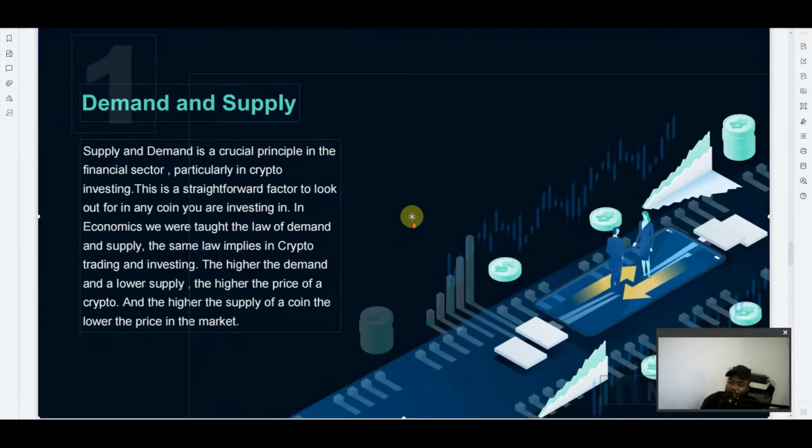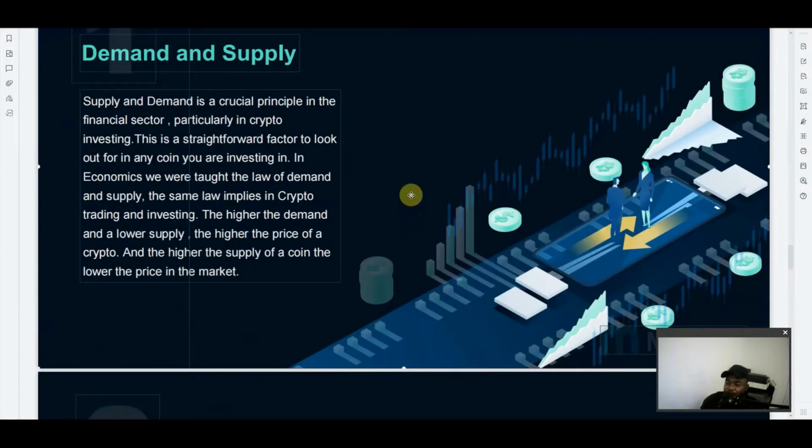Now, the first point I have here is what? Demand and supply. Demand and supply is a crucial principle in the financial sector. It is not only in crypto but in the financial sector. Particularly in crypto investing, this is a straightforward factor to look out for in any coin you are investing in. In economics, we were taught the law of demand and supply. The same law applies in crypto trading and investing.